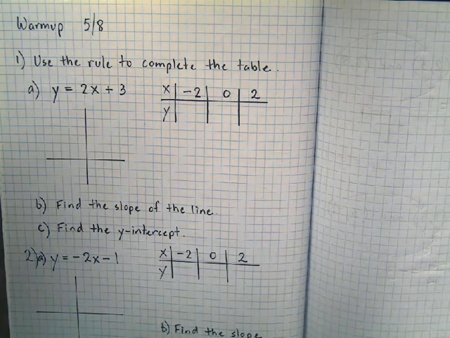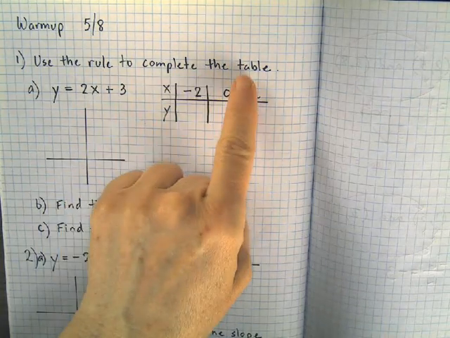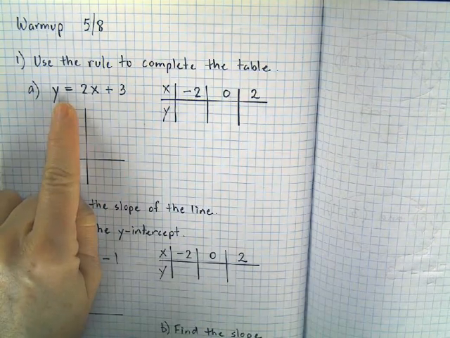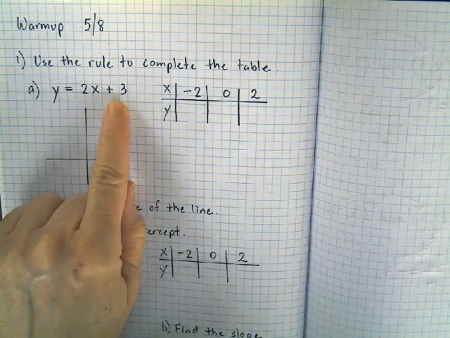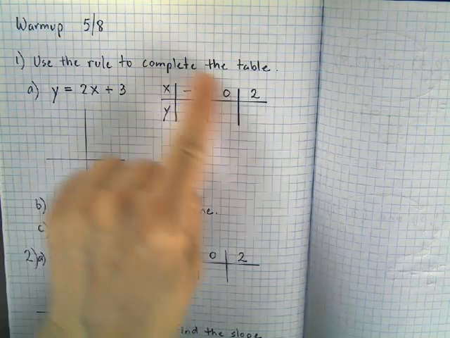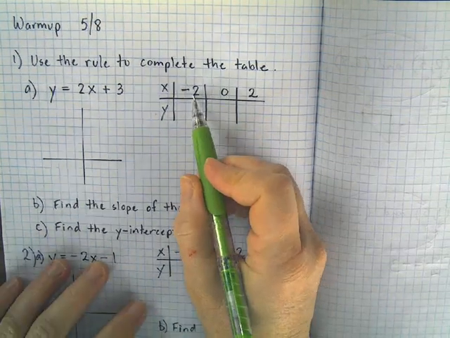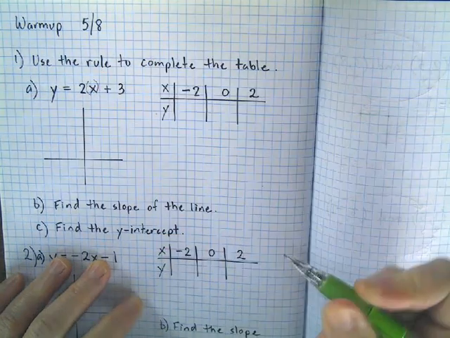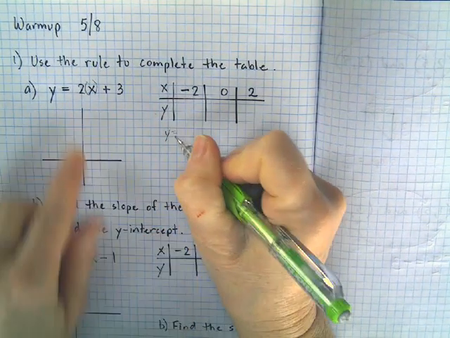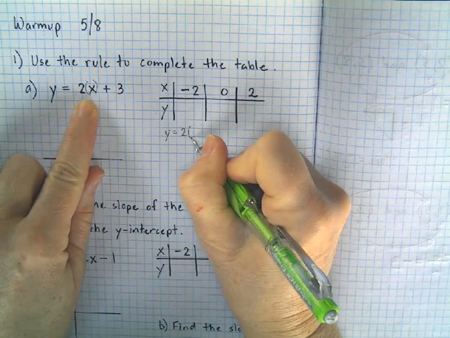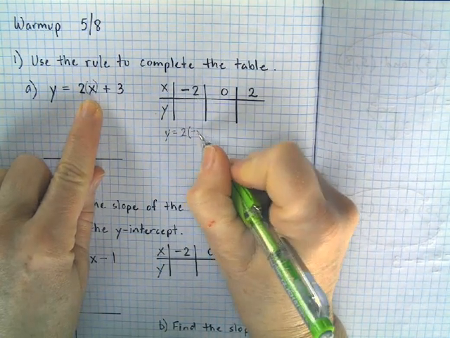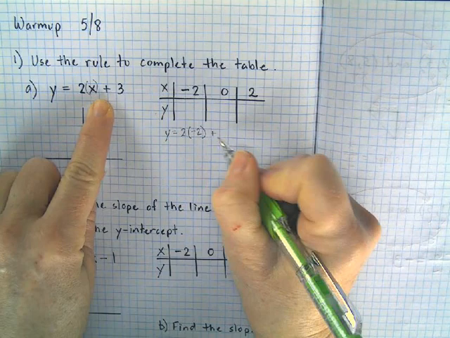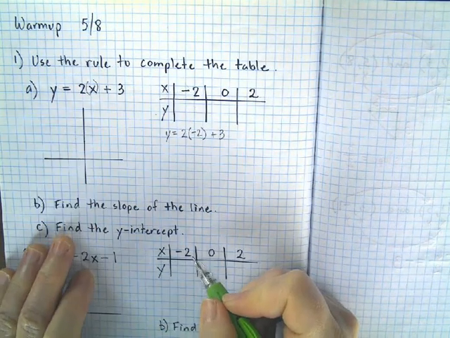Okay, so use the rule to complete the table. Here's my rule: y equals 2x plus 3. Here's my table. So we're going to substitute -2 in for the x. So it's going to go right here. So I'm going to have y equals 2(-2) plus 3. And now I'm going to simplify that.